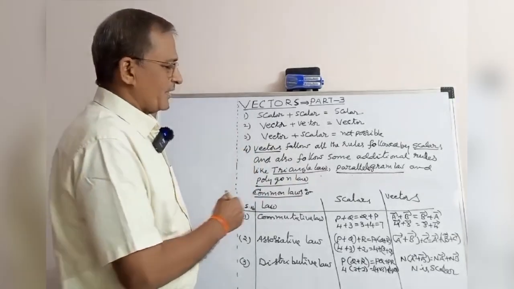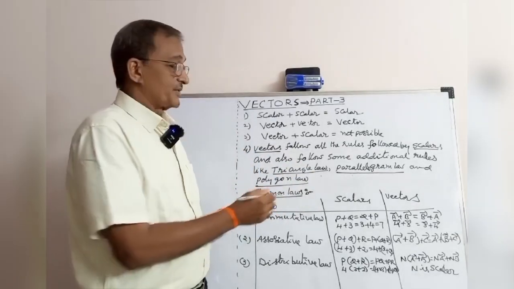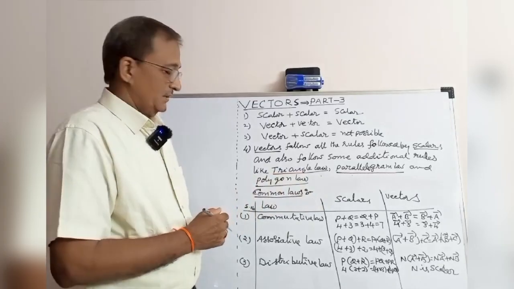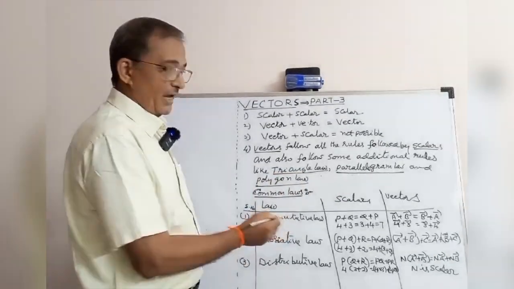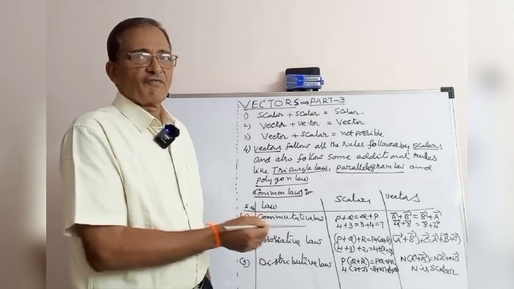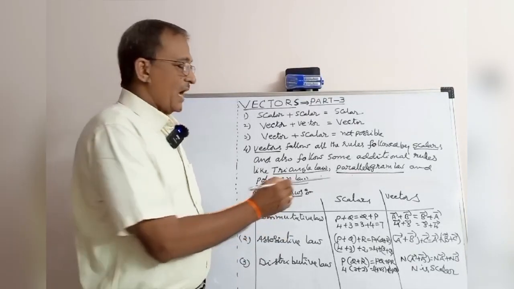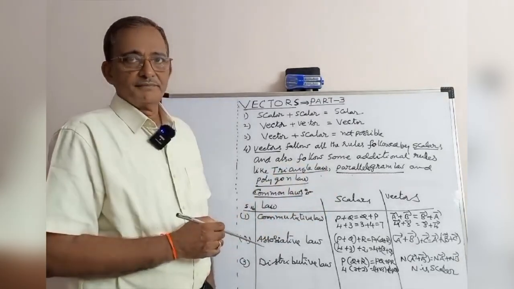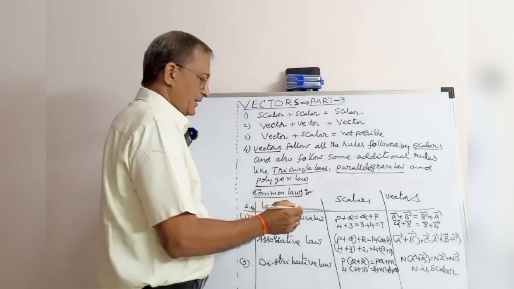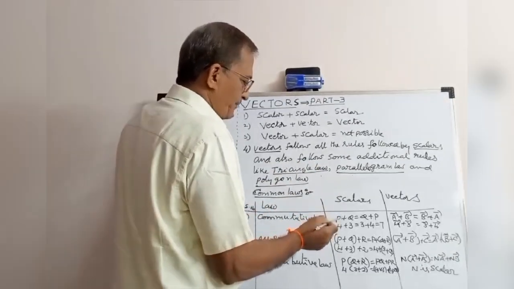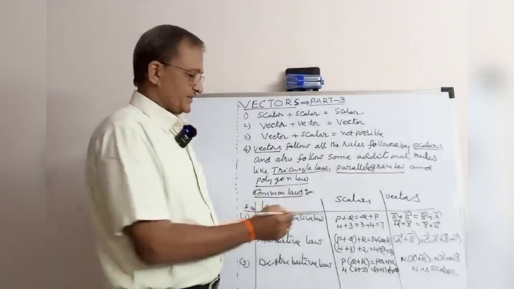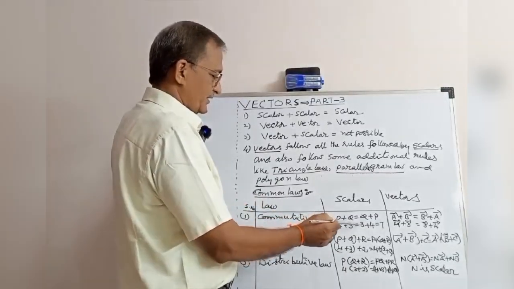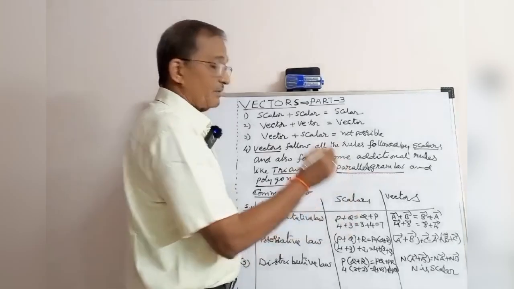Then what are the common laws followed by vectors and scalars? See, for example, we have three laws here. Commutative law. The meaning of commutative law is the order of addition is not important. That means you can add P with Q or Q with P. You will get the same result. For example, 4 plus 3 is nothing but 3 plus 4, which is equal to 7.